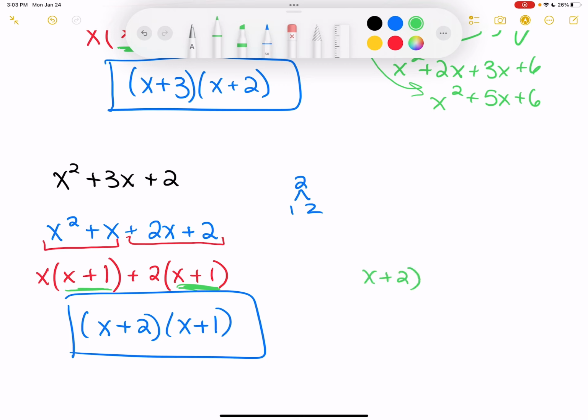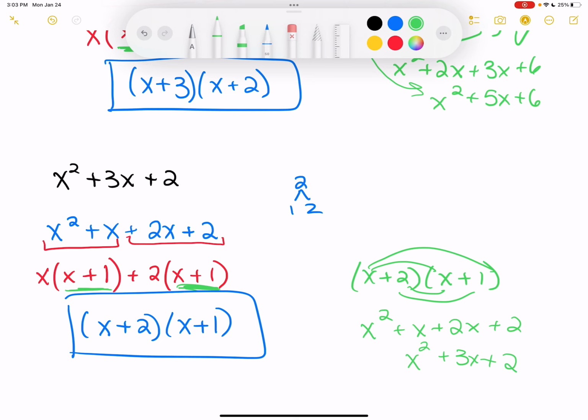X plus 2 times x plus 1. So FOIL. So x and x is x squared. X times 1 is just plus x. 2 times x plus 2x. 2 times 1 is 2. Combine like terms. So x squared plus 3x plus 2. That's what I started with. So it works. That means I did it right. Okay?